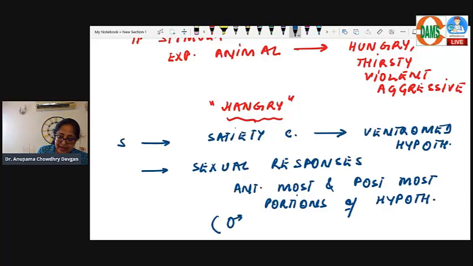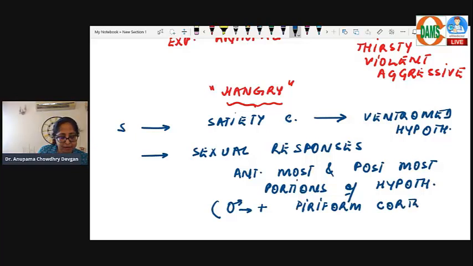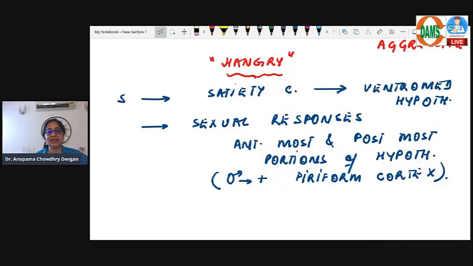In males, there is an additional area, and that is known as the piriform cortex. Yes, so this is involved in sexual responses, anterior most and posterior most portions of hypothalamus. And like I said, in males, there is an additional area which is known as the piriform cortex.